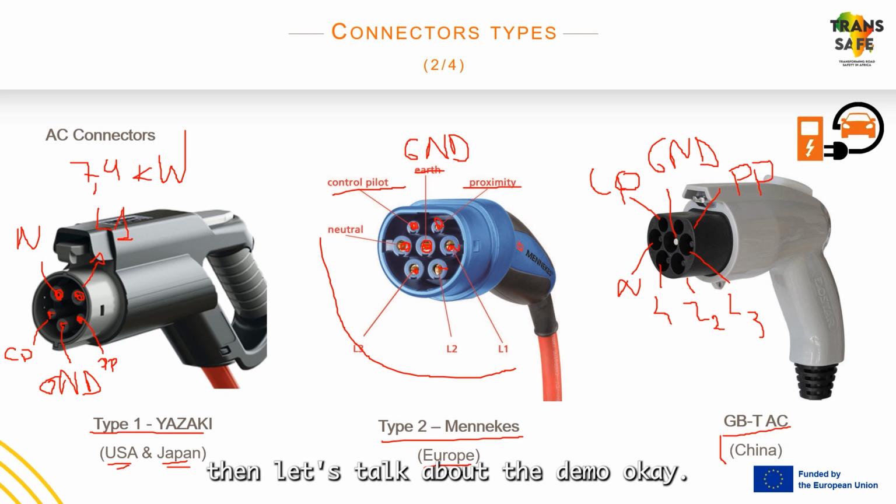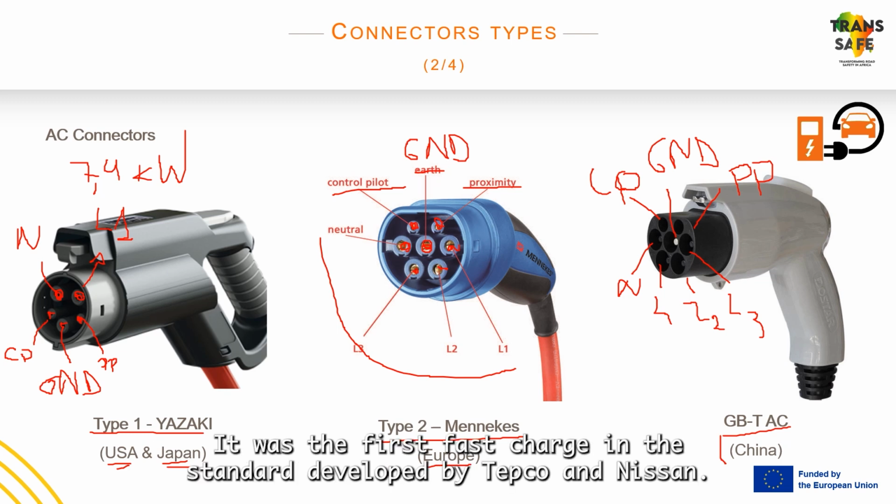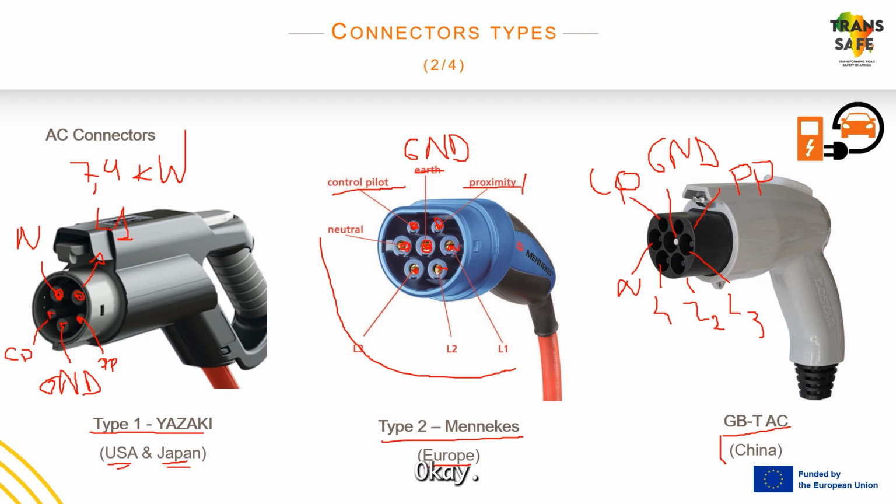Then let's talk about CHAdeMO. The name comes from a Japanese phrase meaning charge for a tea time. It was the first fast charging standard, developed by TEPCO and Nissan. Power is up to 100 kilowatts, more or less.